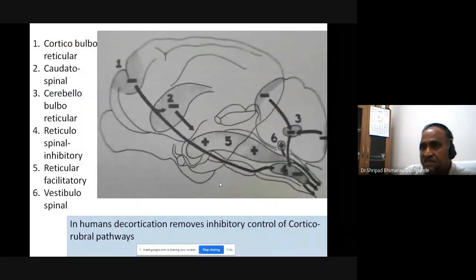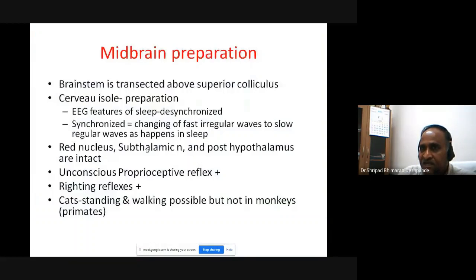So in this figure, maybe it is coming like this. It is coming like this. Okay, now come back here. So the brainstem is transected above the superior colliculus. This is also known as a condition called a cerebral isole.